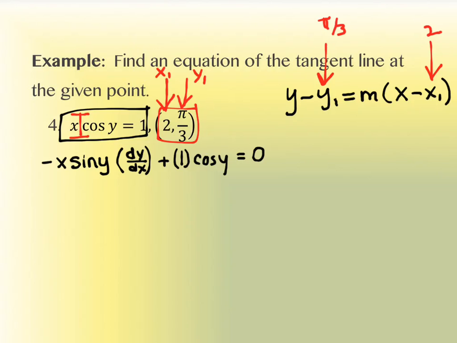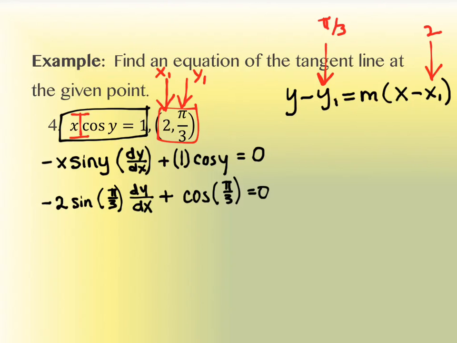So I'm going to evaluate this at the point x equal to 2. So I've got negative 2 sine of a y value equal to pi over 3, times dy/dx, which is what I'm looking for, so that's still a variable in my problem. Plus, and then I have the cosine of the y value pi over 3, equals 0.